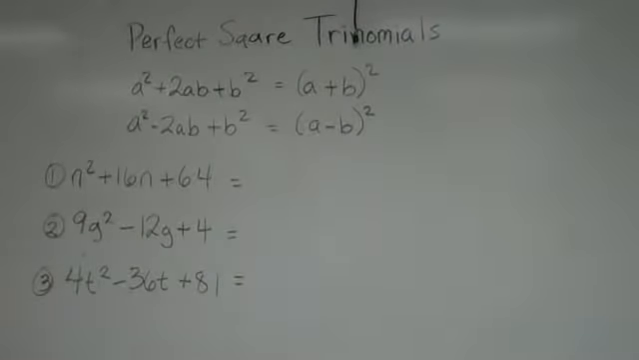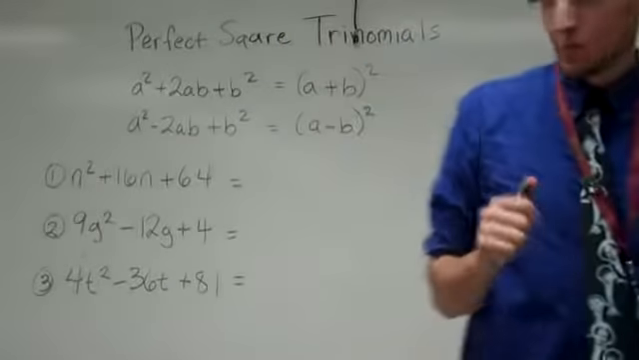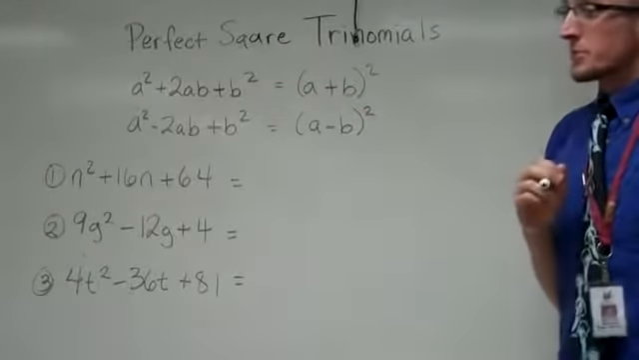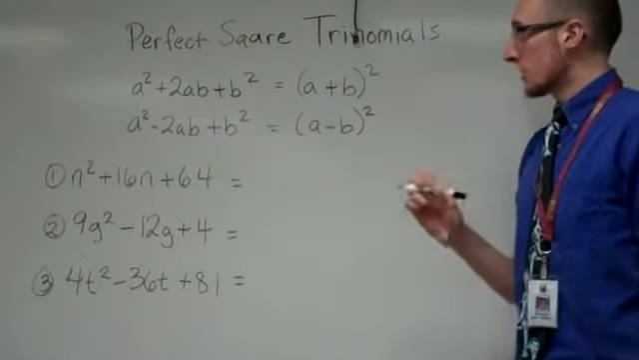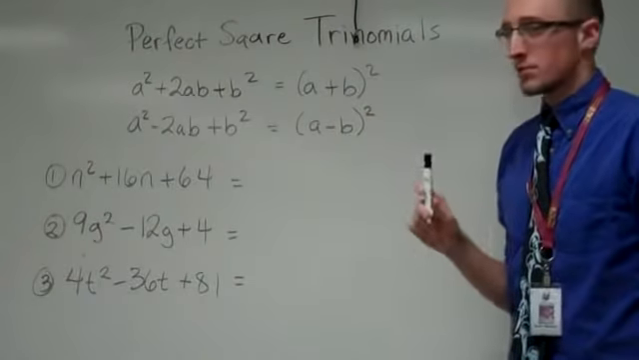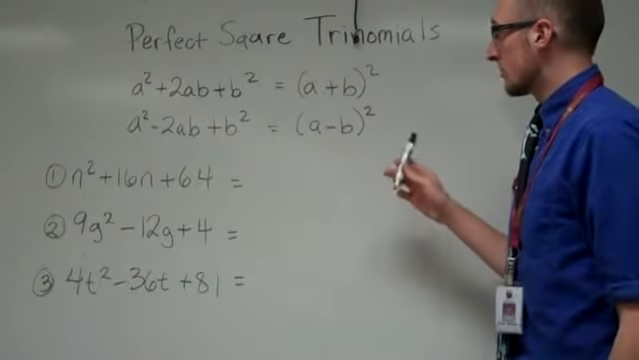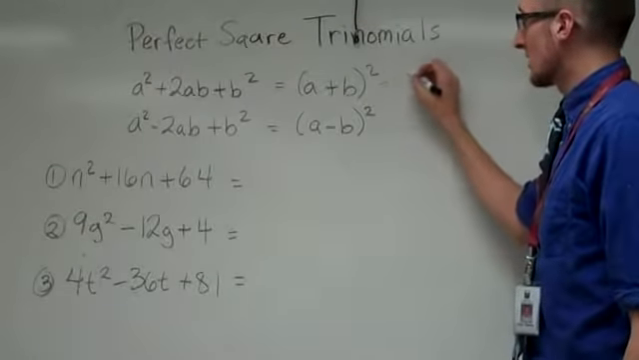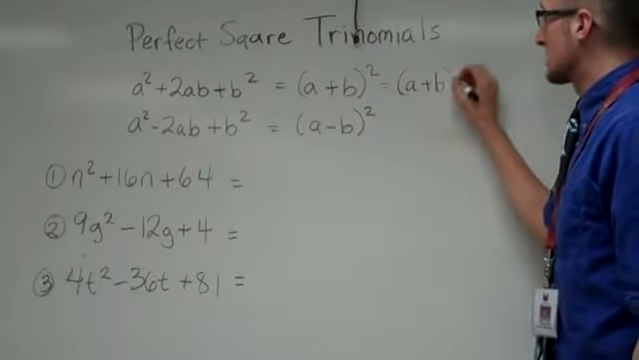Okay, so what I want to talk about today is perfect square trinomials. Back when we did multiplying binomials, we had things such as a first term squared, a second term, and it was all being squared. So basically this is the same as saying (a + b) times (a + b).